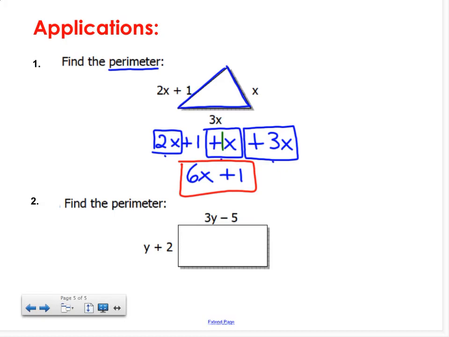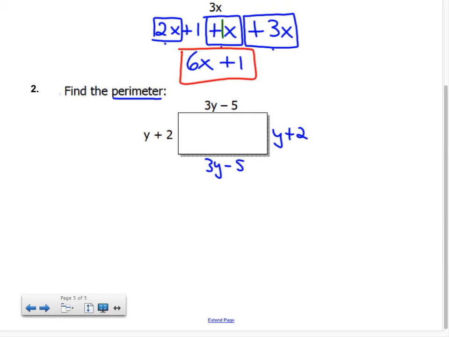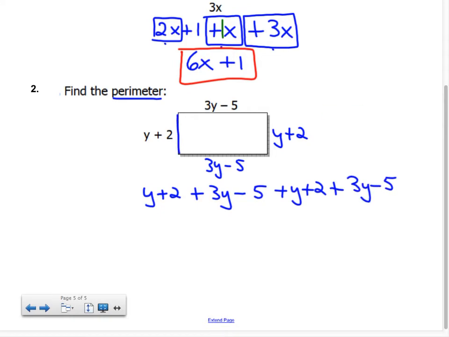This is a little trickier. Don't forget, perimeter means adding up all the sides, which means we need to consider that this side is the same as the other, y plus 2, and the side on the bottom is 3y minus 5. So what we're going to do is add up all the sides, working my way around. So I have a y plus 2, a 3y minus 5, another y plus 2, and another 3y minus 5.